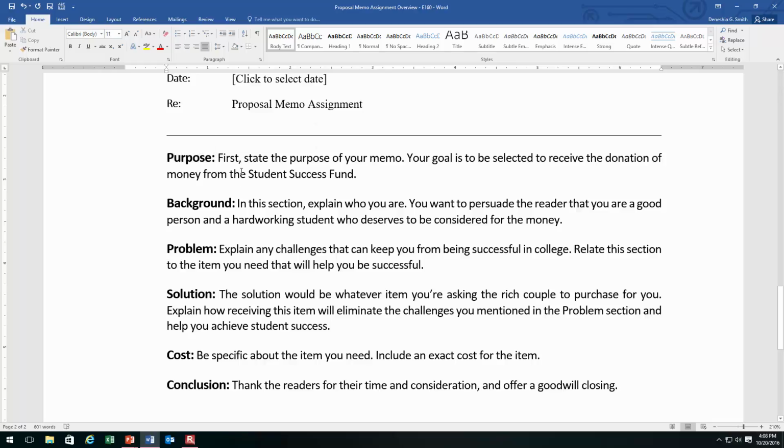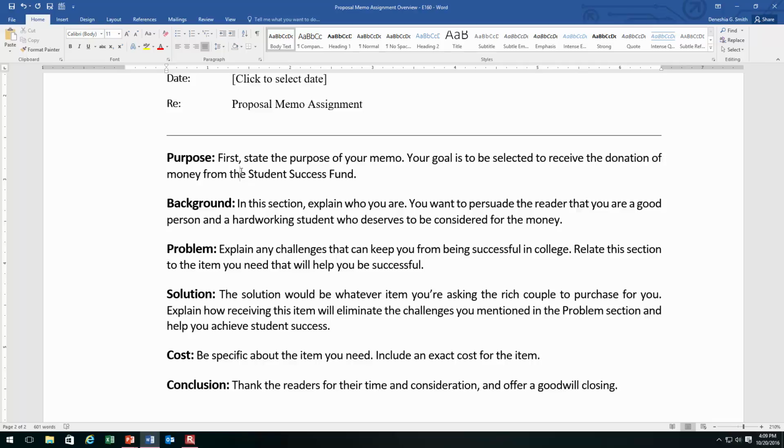Okay, and so your first aspect here is the purpose. First thing I want you to do is state the purpose of your memo. And of course your goal is to be selected to receive the donation of money from the Student Success Fund. The background section. In this section, explain who you are. You want to persuade the reader that you are a good person and a hardworking student who deserves to be considered and selected to receive this money.